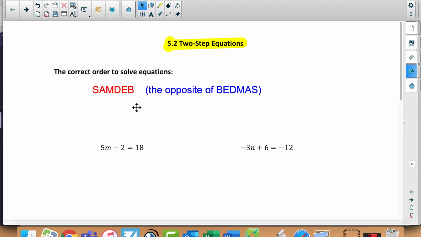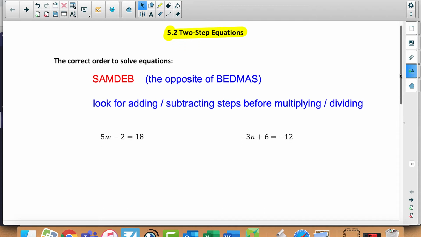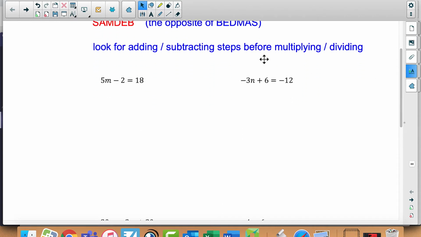So basically for today, the main thing you need to remember is look for adding or subtracting steps before multiplying and dividing. Right? That's not normal when you do math regularly. If you're evaluating something, you multiply, divide before you add, subtract in BEDMAS. But in SAMDEB, when you solve equations, you add, subtract first. All right, let's get into this.